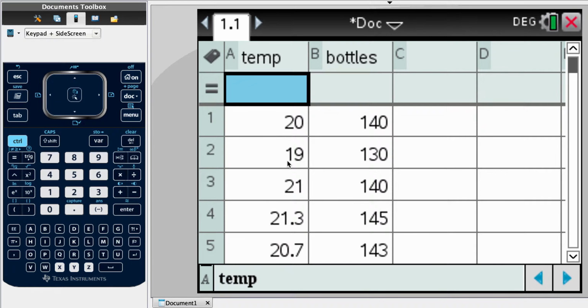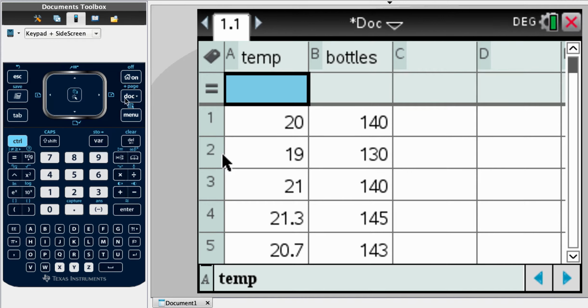So the first thing we're going to do is use common sense. Okay, so what do we anticipate to see? If the temperature goes up, we would expect what? More bottles to be sold, more water to be sold. So we're expecting some sort of positive correlation.